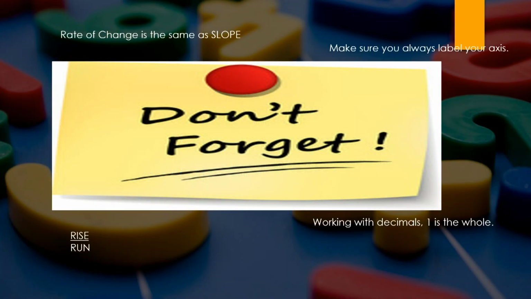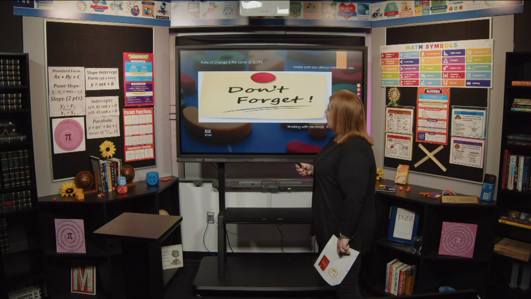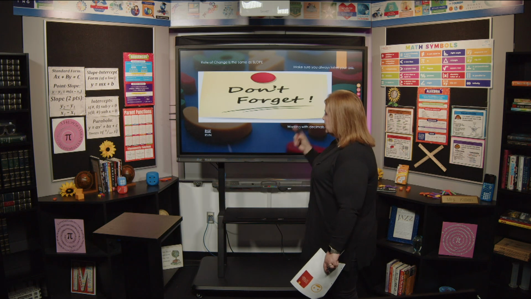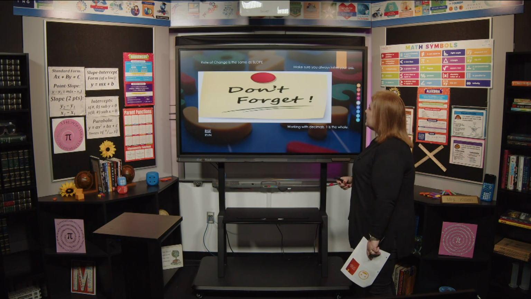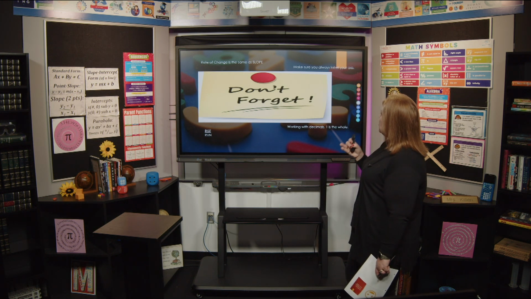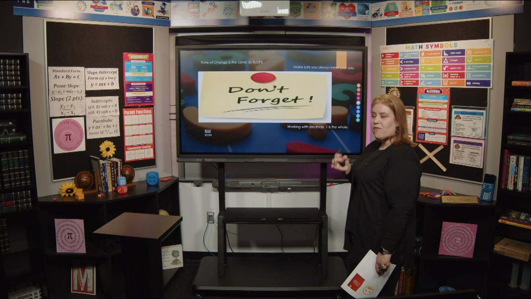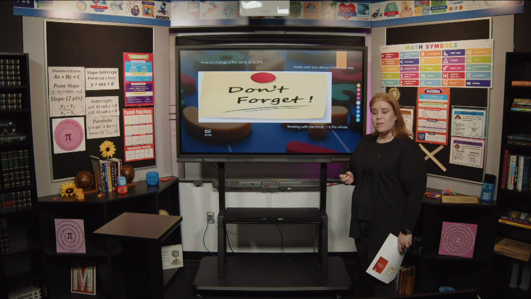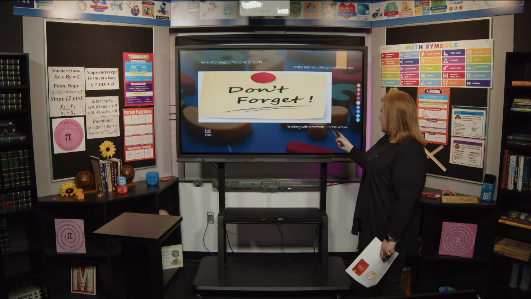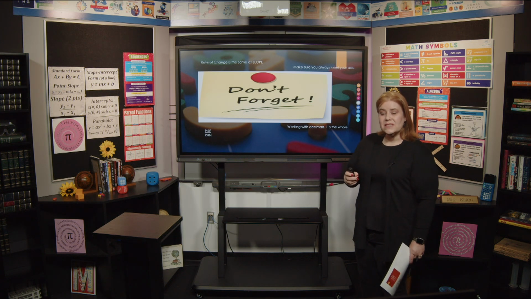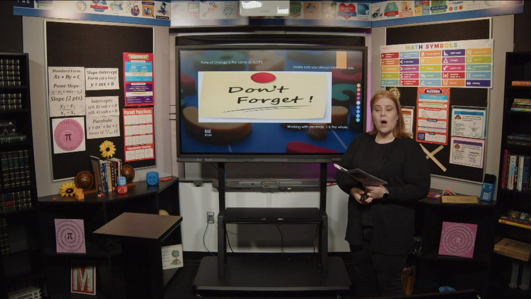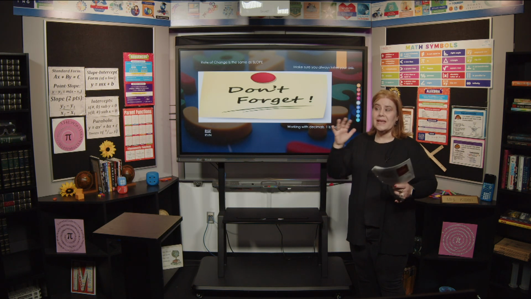Okay, so I don't want us to forget, our rate of change is the same as slope. We're still using that rise over run as our slope. We want to make sure that each time that we're using a graph, we are always labeling our axis. And when you're working with decimals in a percentage way, you always want to make sure that 1 equals that whole part.